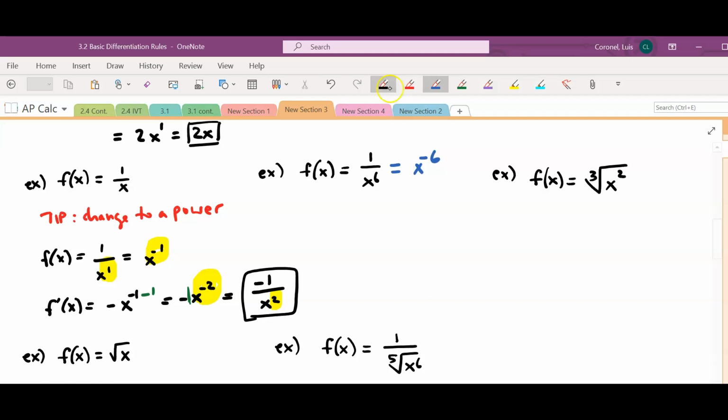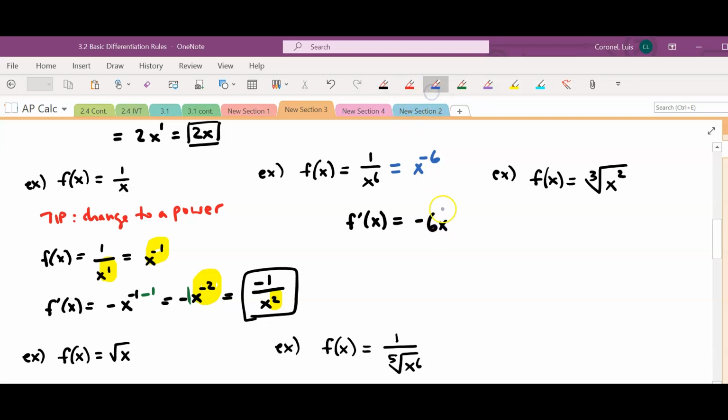Alright, now we're going to do the derivative. F prime of x. What happens to the number, the power? It goes to the front, right? So the negative 6 goes to the front. And you subtract 1 to the negative 6.